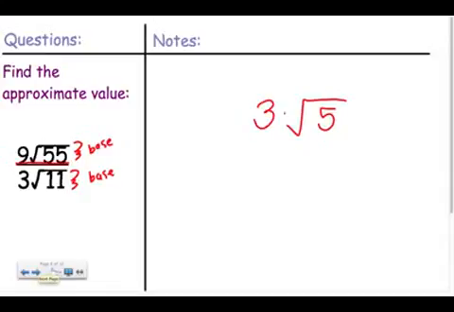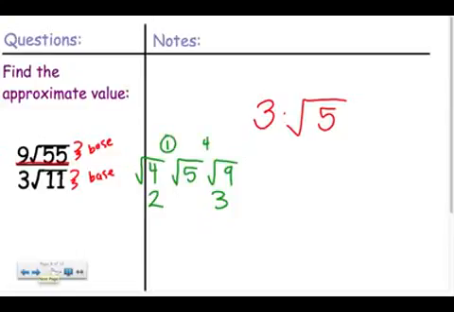So 3 times the square root of 5, let's approximate the square root of 5. So square root of 4 and square root of 9, which is 2 and 3. 1 away, 4 away. Since it's only 1 away, my answer is going to be really close to 2, so we'll say 2.1. So 2.1 times 3 is 6.3.